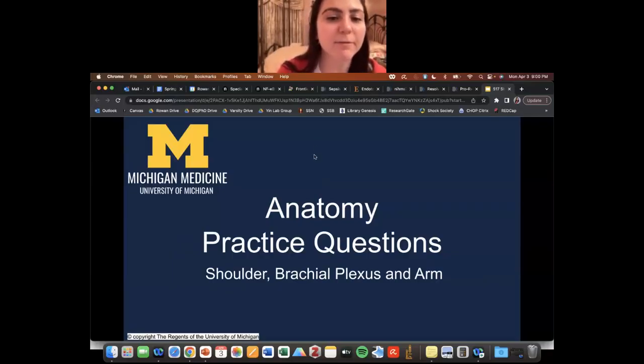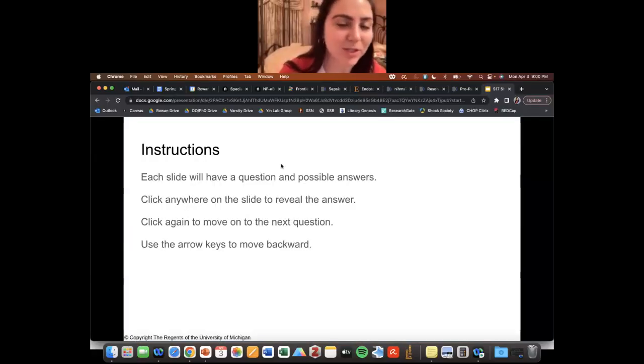This is UMichigan Anatomy. You can find other practice questions, but I personally found their ones for brachial plexus, shoulder, and arm the best by far. We didn't talk about everything with the shoulder today. I'm not going to do them all, but maybe I'll do one with you just to show you. You just click through, or press the arrow. Each slide will have a question and possible answers. Click anywhere to reveal, click again to move to the next, and they give you explanations.